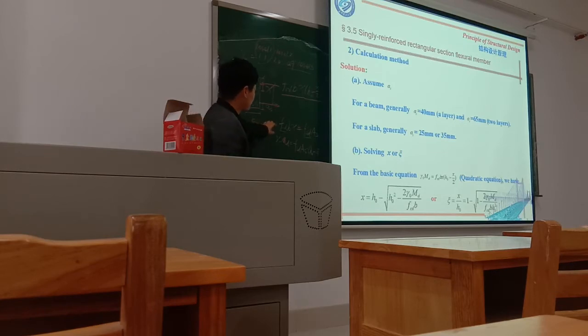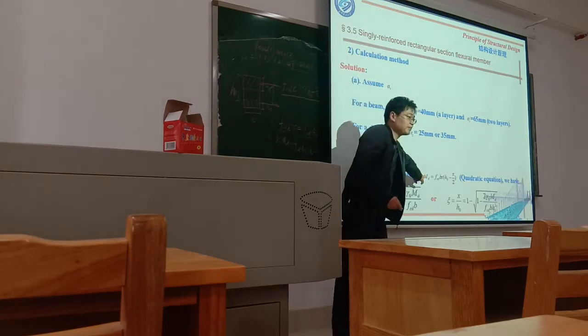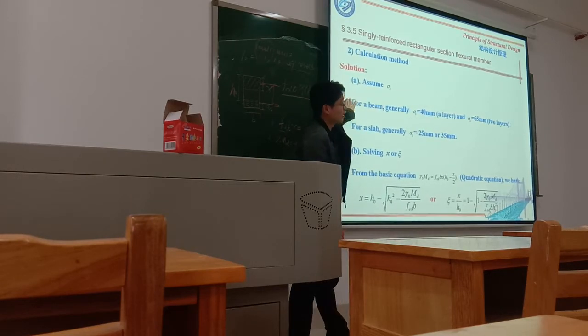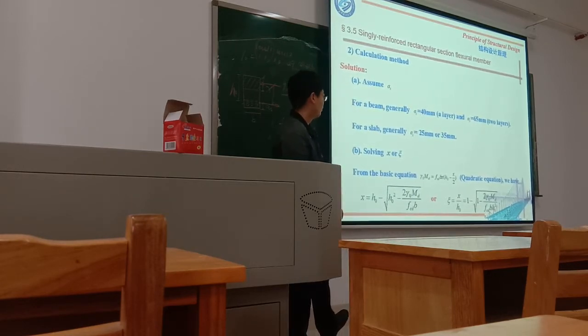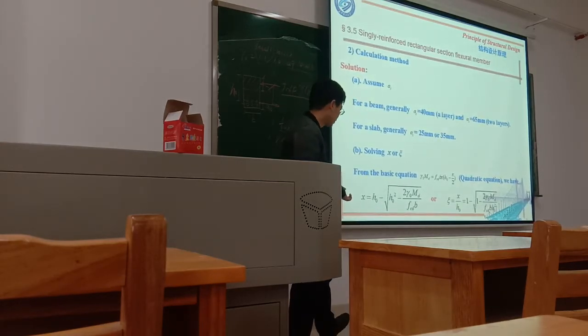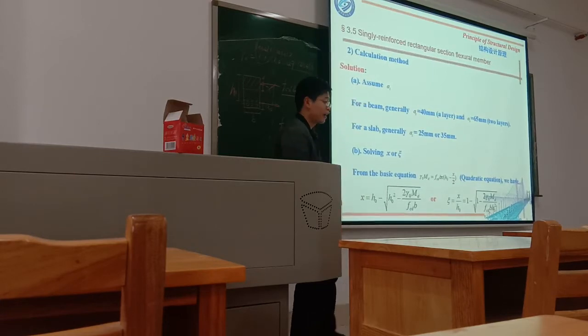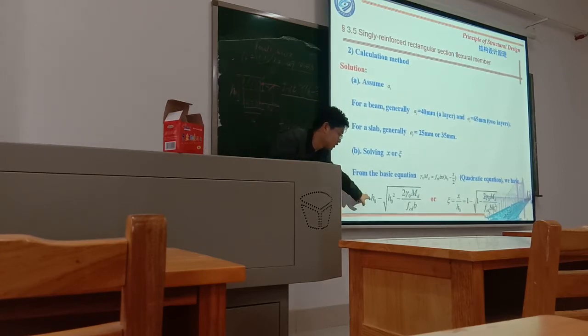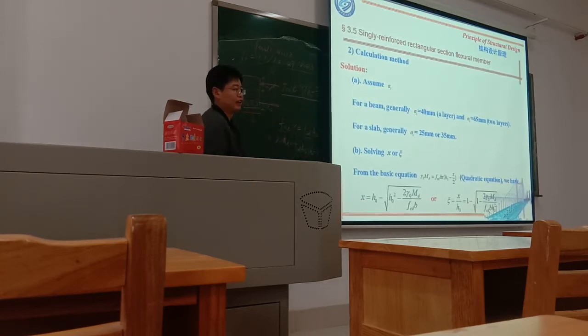So now, from these basic formulas, once we assume AS, we get H0. Then we can go to X, the height of the compression area. So remember how we got this X. Actually, it's just like this: AX squared plus BX plus C equals 0.